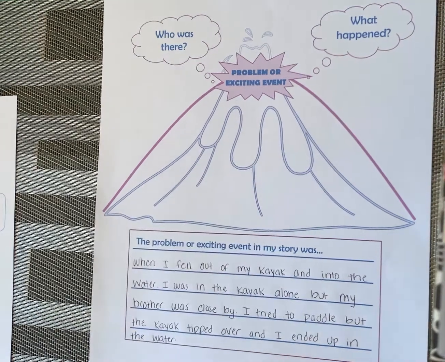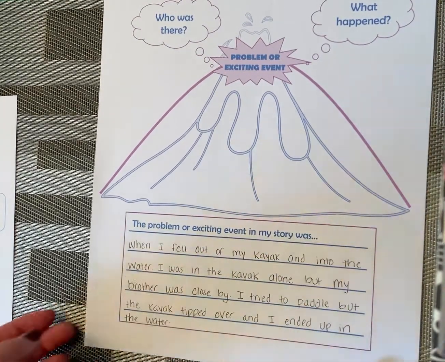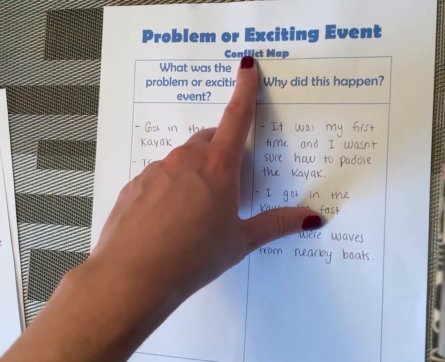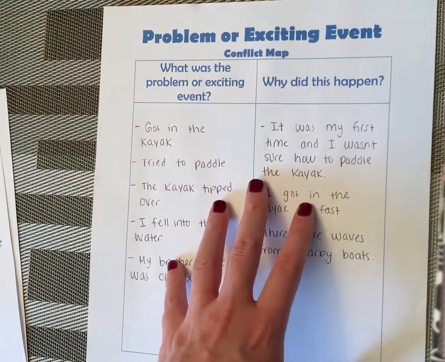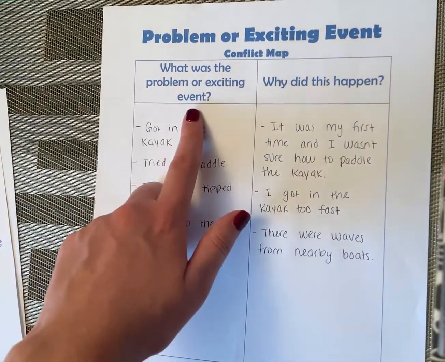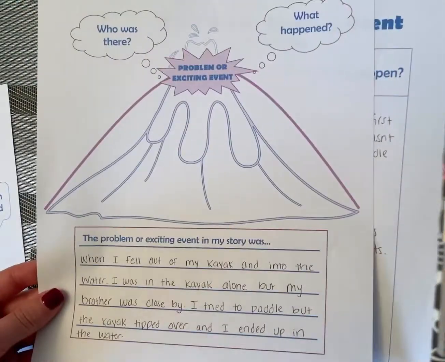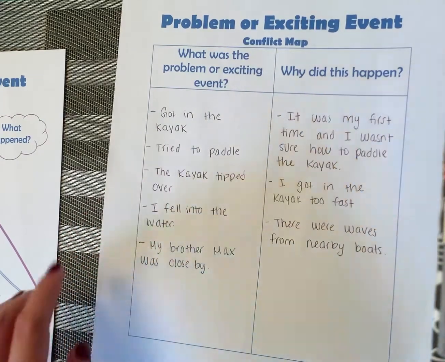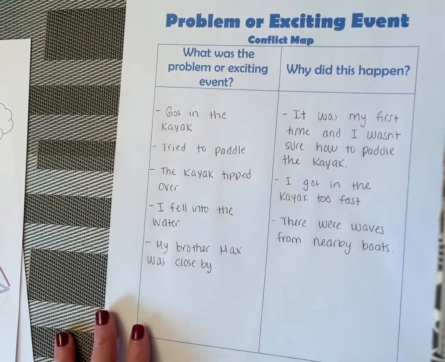So if you choose to do this graphic organizer, you would write in sentences and complete this sentence starter. Your other choice for today was the conflict map. A conflict is a problem that happens in a story. So this is called a conflict map because you're talking about the problem or exciting event. Notice the difference between the first graphic organizer and the second is that this graphic organizer allows me to write in bullet points. So I was able to make little notes. I did not have to write in full sentences.